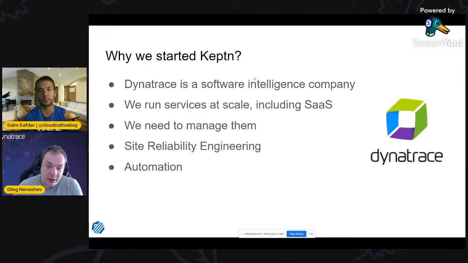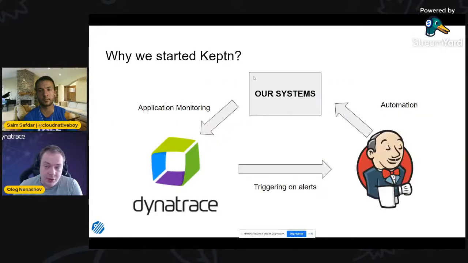So how did it look when it started? Many of you have already used Jenkins. Of course, we had Dynatrace as a monitoring system, and basically we had a lot of logic operating within the life cycle of our systems.